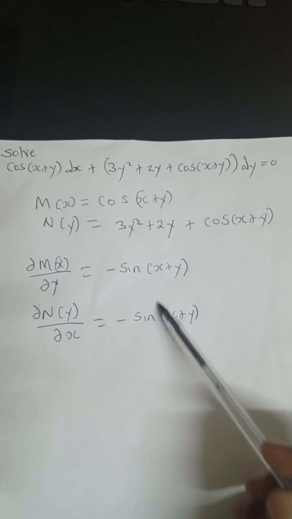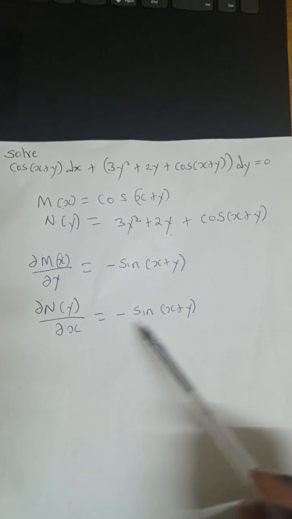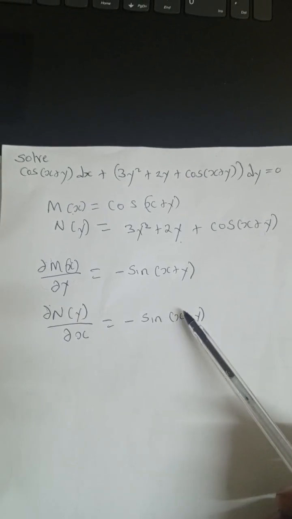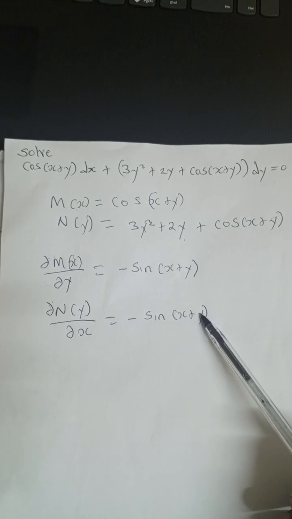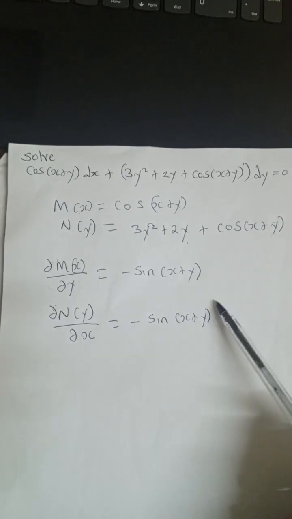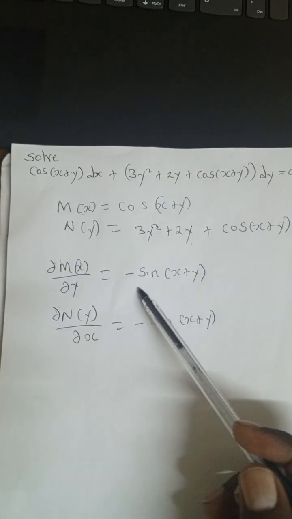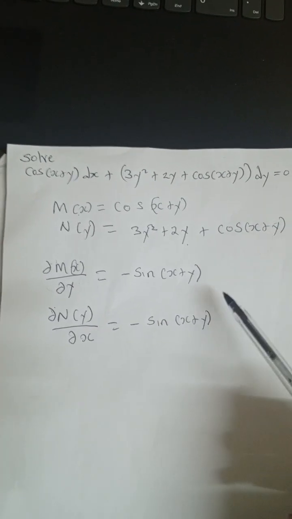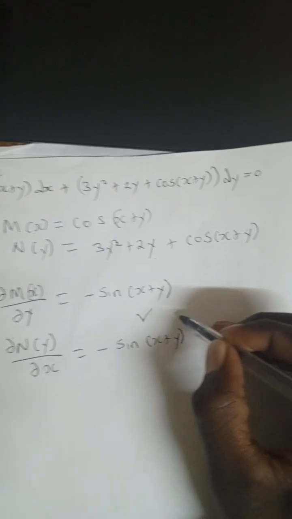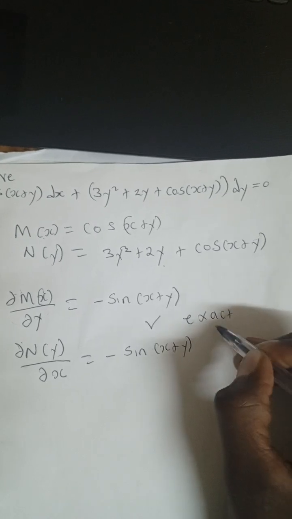We also have to differentiate the angle inside with respect to x. Differentiating x with respect to x is 1, y is 0. 1 multiplied by this thing, it's the same. Now, observe this and this. Are they the same or not? Are they equal to each other? Yes, they are equal to each other. This has proved that this equation is exact.